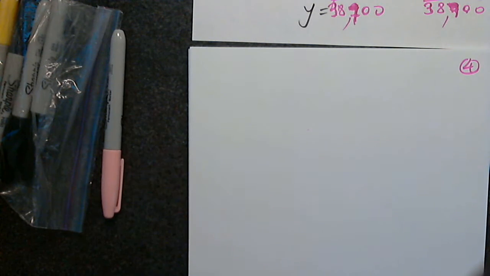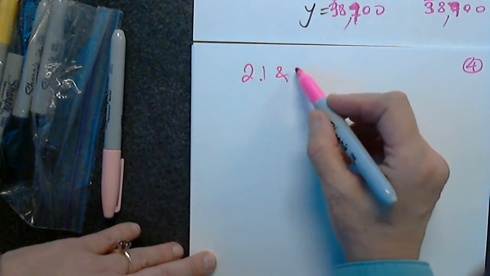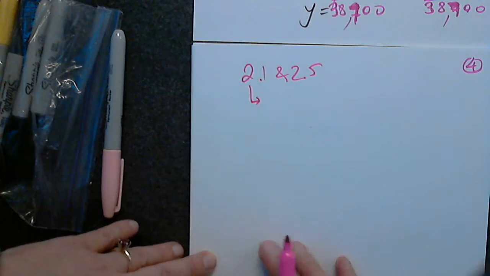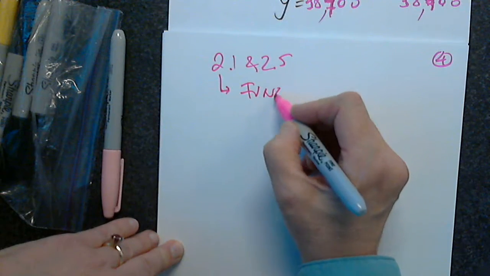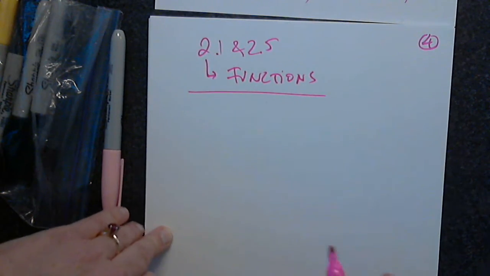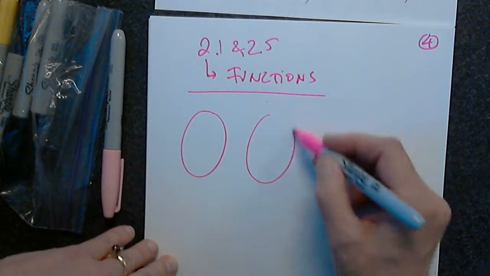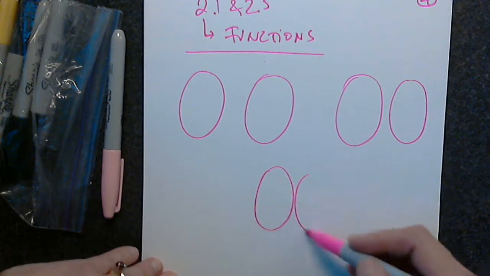2.1 and 2.5. Basics of functions and their graphs. We're going to look at a lot of things here. Ready? So we're going to start with 2.1. Functions. Okay, I'm going to create a couple of sets of bubbles. 3 sets of bubbles, of pairs of bubbles.